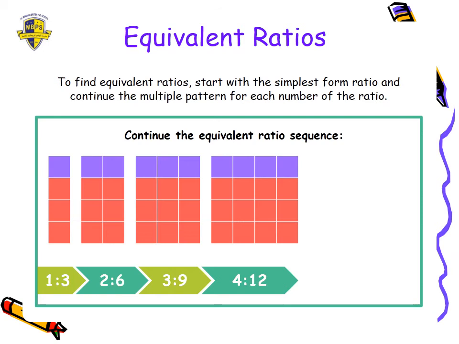The last one. Okay, this is your question now. If I have 5 columns, in these 5 columns I will have 5 purple. And how many red? Yes, excellent. I will have 15. So it will be 5 to 15.